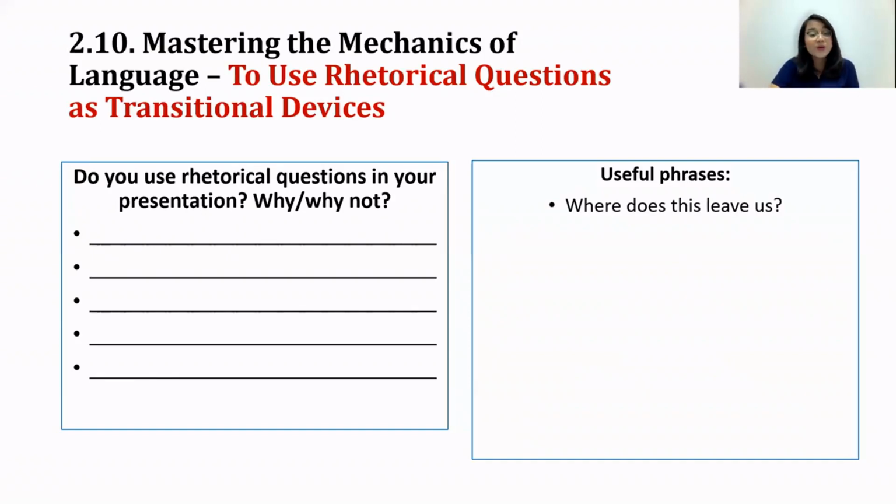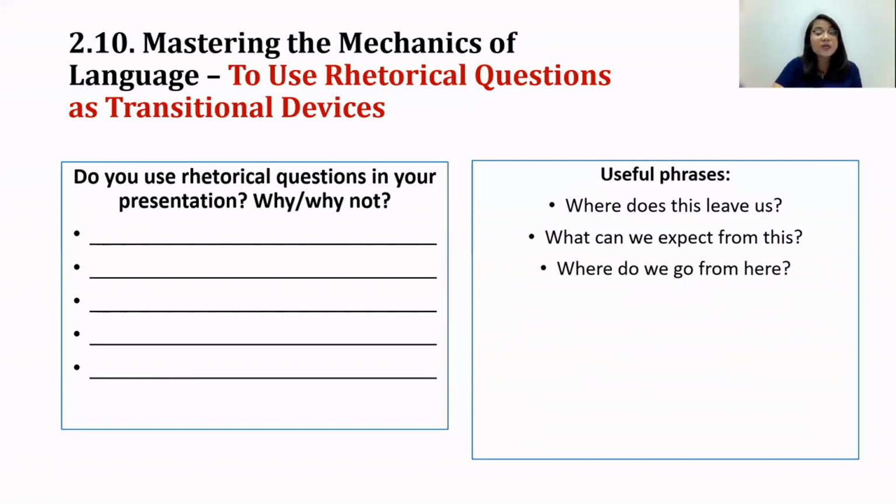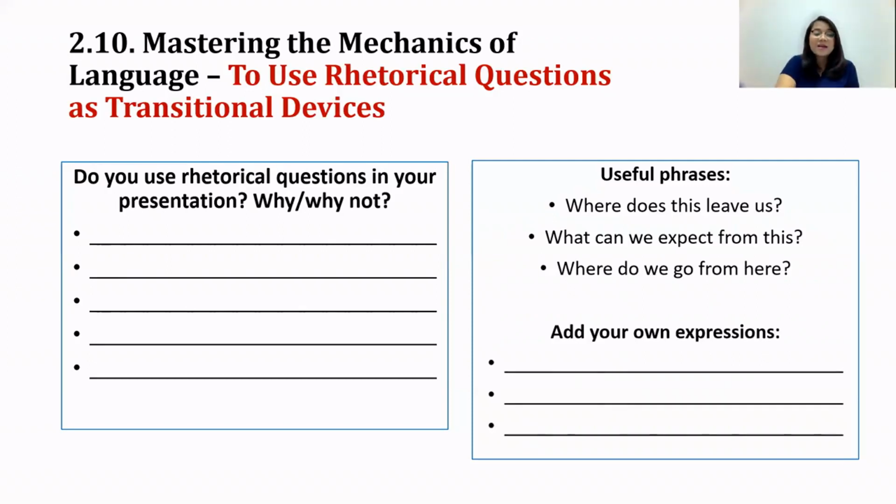Repeat after me. Where does this leave us? And then you can provide some pauses for your audience to provide feedback or answers to you. What can we expect from this? Good. Where do we go from here? Good. Now add your own expressions. If you have used any rhetorical questions in your presentations as transitional devices, write them down on the right side of slide 16.